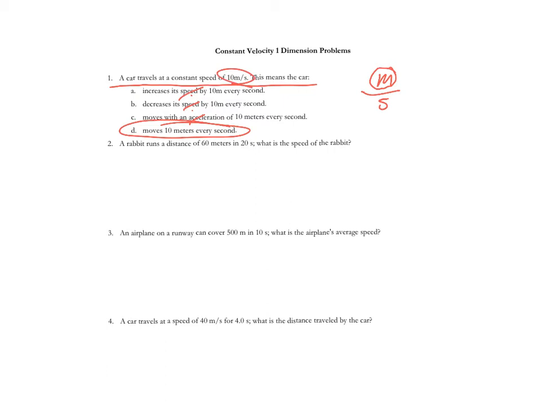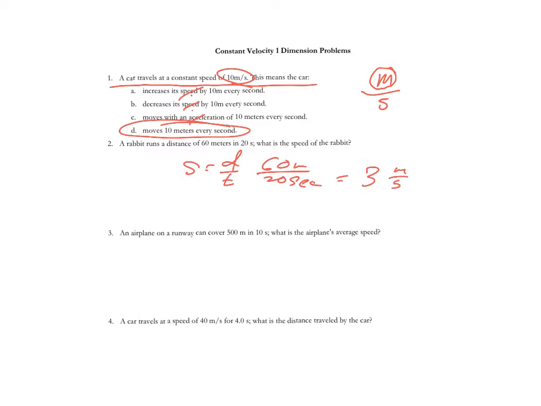A rabbit runs a distance of 60 meters. What's the speed? Speed equals distance over time. The distance is 60 meters. Time is 20 seconds. 60 over 20, isn't that 3 meters per second?